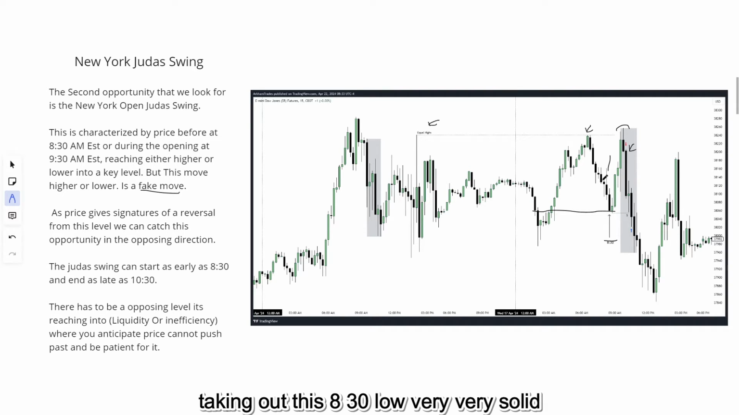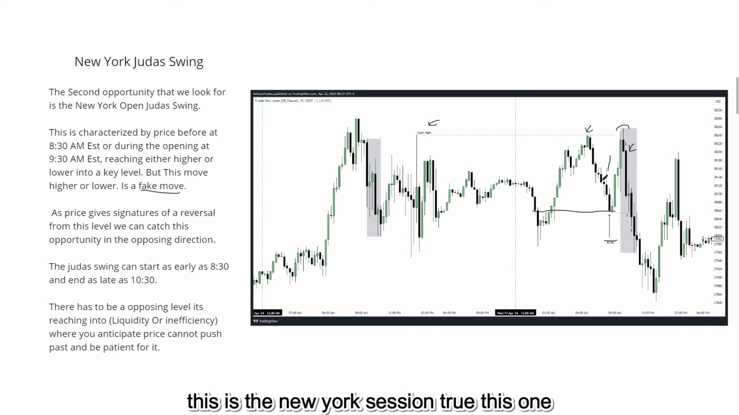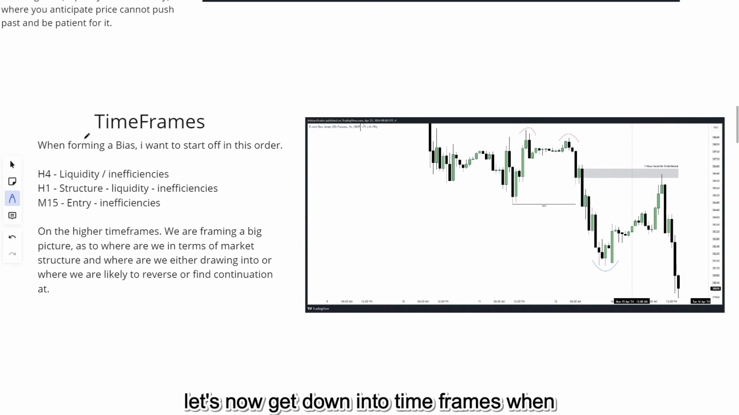Very, very solid. This is the New York session Judas swing. Let's now get down into time frames. When forming a bias, I want to start off in this order.